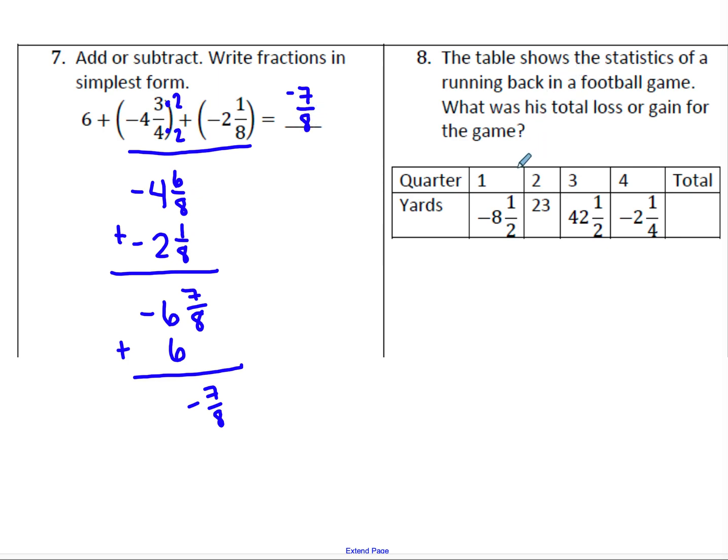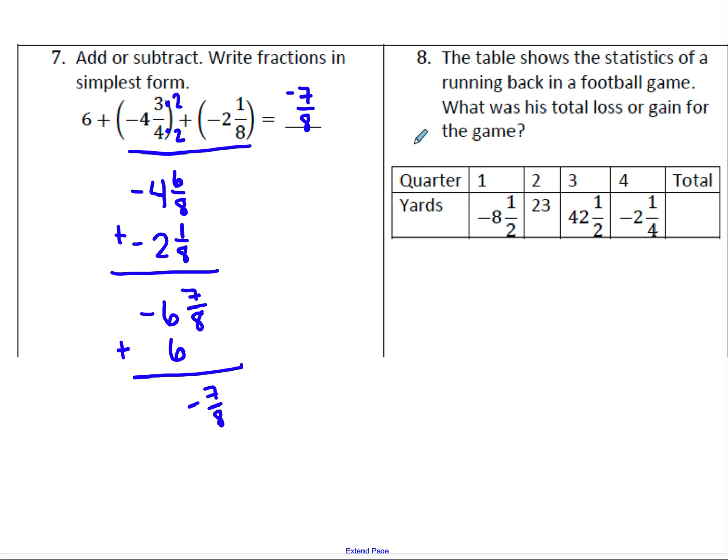All right, let's take a look at this one. The table shows the statistics of a running back in a football game. What is his total loss or gain for the game? Okay, so we need to add all of these numbers together. We've got some very large numbers here, so it's probably going to be a little bit easier for me to keep them as mixed numbers like I did in this problem than change them into improper fractions, because my improper fraction numbers are going to get really big really quickly.